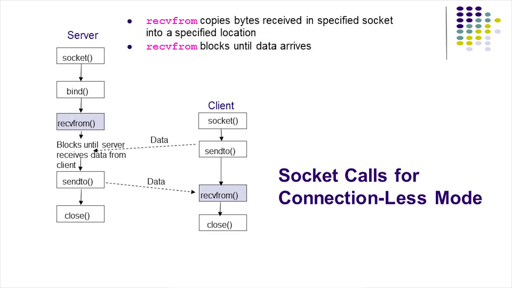The binding function call at the server side is the same as that in the connection-oriented mode. For data transfer, the server uses a receive_from function to receive data from the socket. It is a blocking function. Note that the function name would be read in the connection-oriented mode.